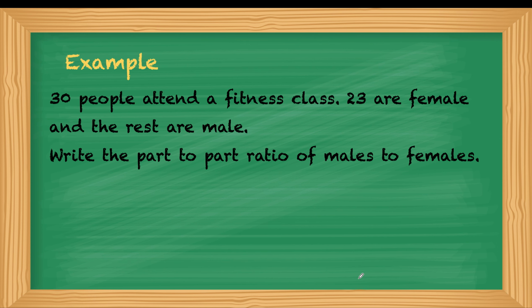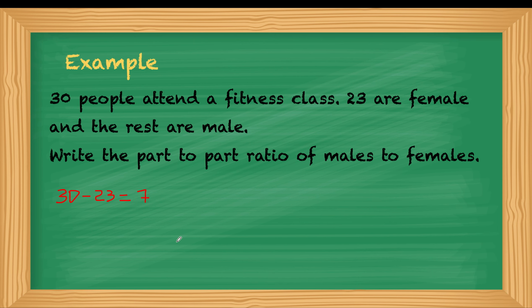All right. So now we have a different question. It says 30 people attend a fitness class. 23 are female and the rest are male. Write the part-to-part ratio of males to females. Now, if there are 23 females and we know that there are 30 altogether in the class, for us to find the male, we'll have to subtract 23 from 30. When we subtract 23 from 30, what will we end up with? Very good. We'll end up with 7.